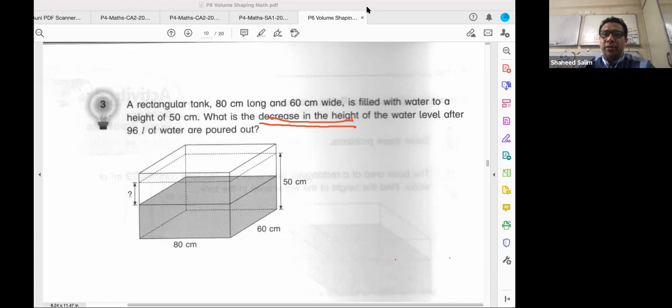Can I ask you first a simple question? Sorry. Let me erase this. Now, down here, the amount that goes out, 25. Let us see whether you're right, Akil. This one, there's a volume. They tell you what is the volume. Decrease in height of the water level after 96 liters are poured out. 1 liter is 1,000. 96 liters is how much? 96,000 lah.